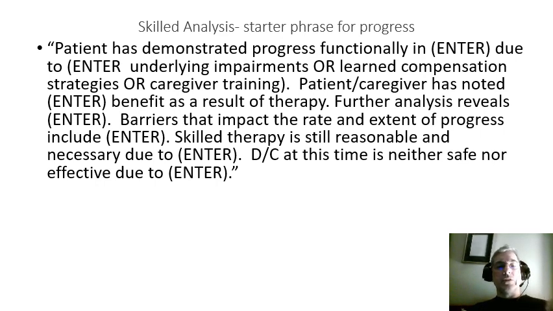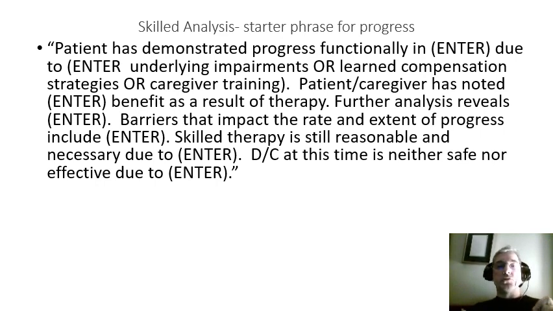But the other thing you want to do, and I don't have it right here, is if you have a barrier, document what you are going to do about it. What can you do within your scope of practice to take care of that barrier? Then you go on to say something like this: skilled therapy is still reasonable and necessary due to. You'll recognize those words. So talk about why they need to stay on therapy.